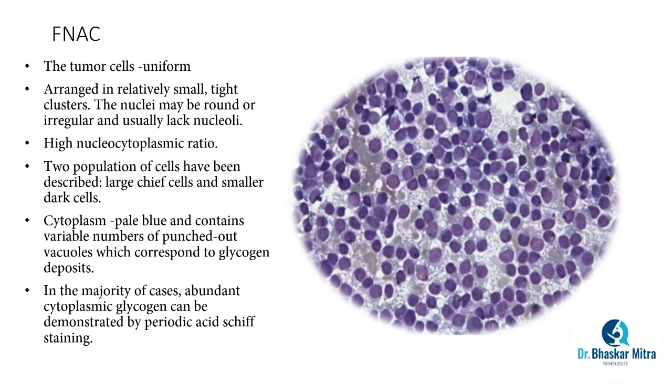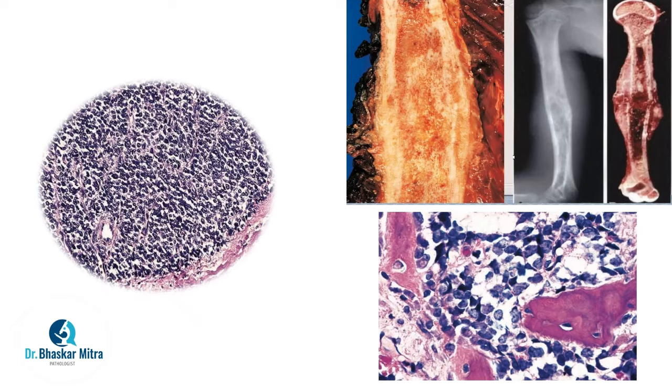Nuclei may be round, irregular, usually lack nucleoli, with a high nucleocytoplasmic ratio, and look like large chief cells. There may be small dark cells and small pale cells in these tumors. There may be pale blue cytoplasm containing a variable amount of punched out vacuoles, which correspond to glycogen deposits. So if we stain these tumors with the PAS stain, the magenta colored vacuoles are highlighted. This is the histopathological picture of EWS-FLI1.